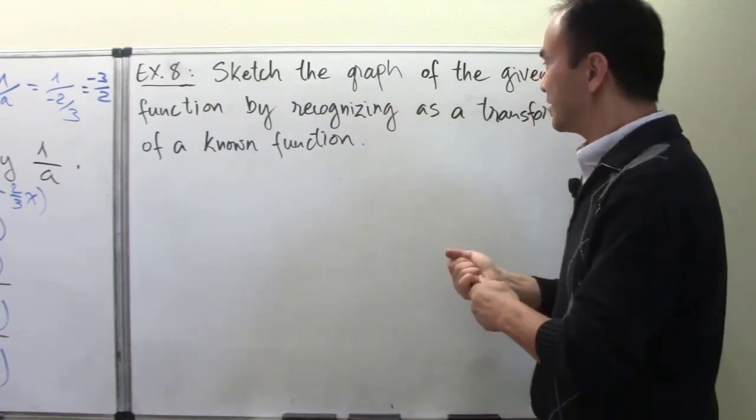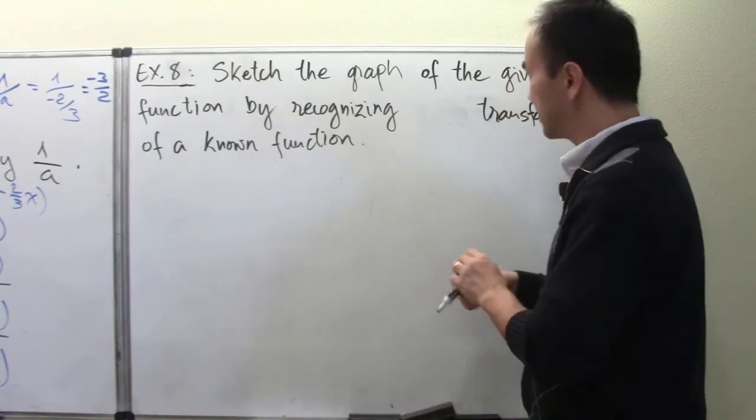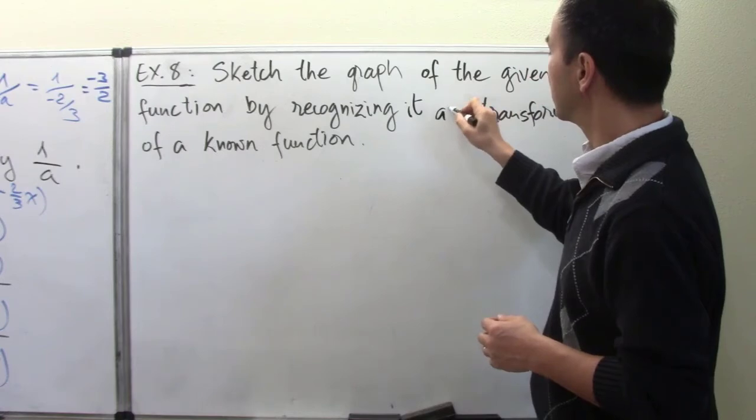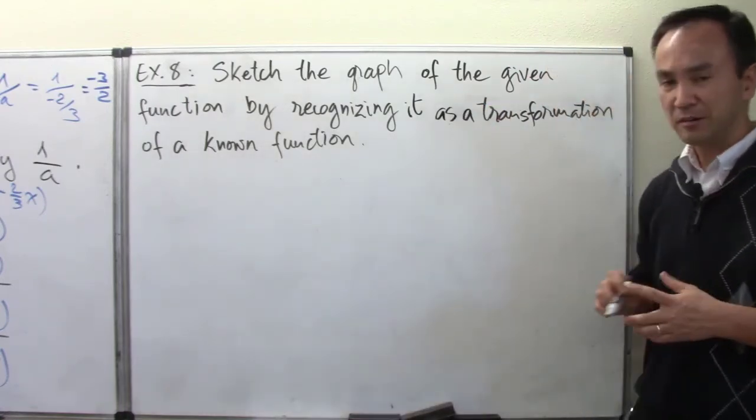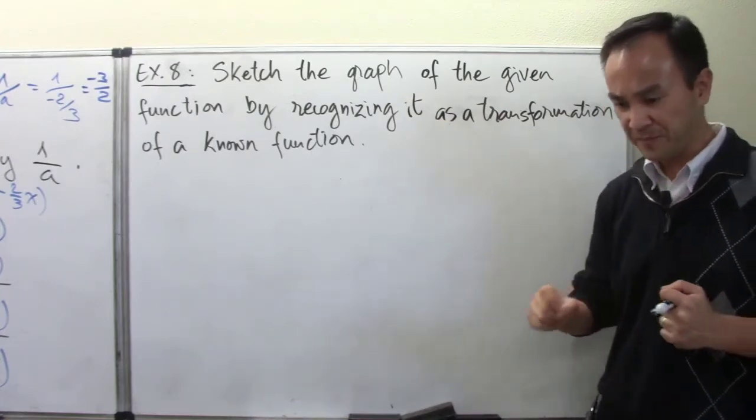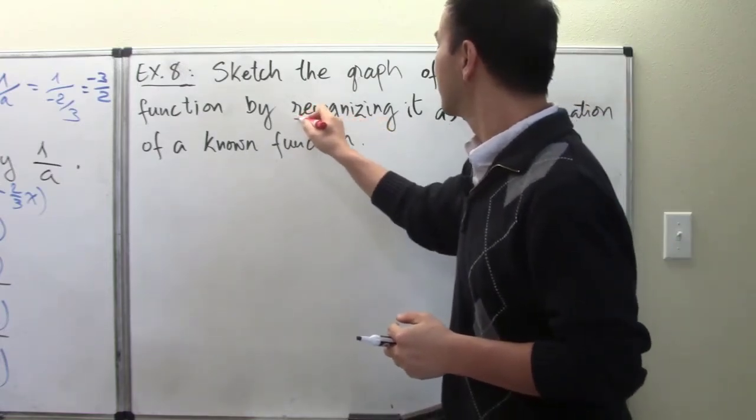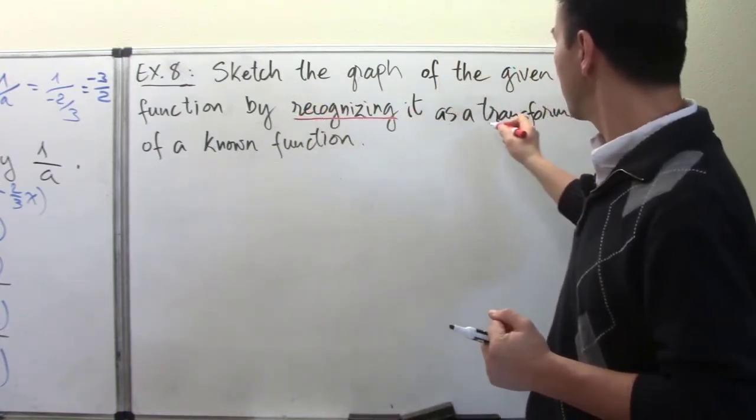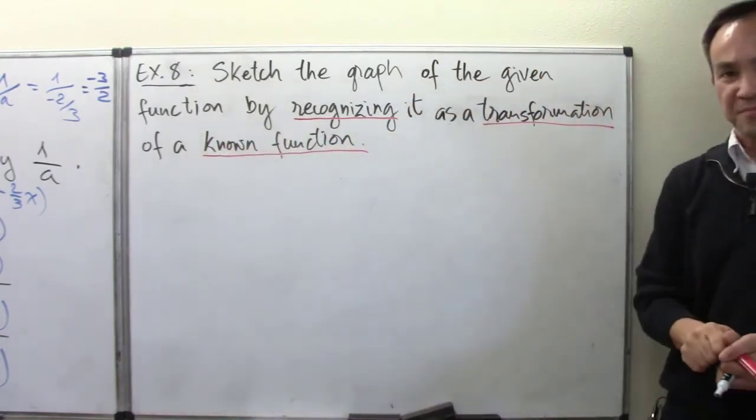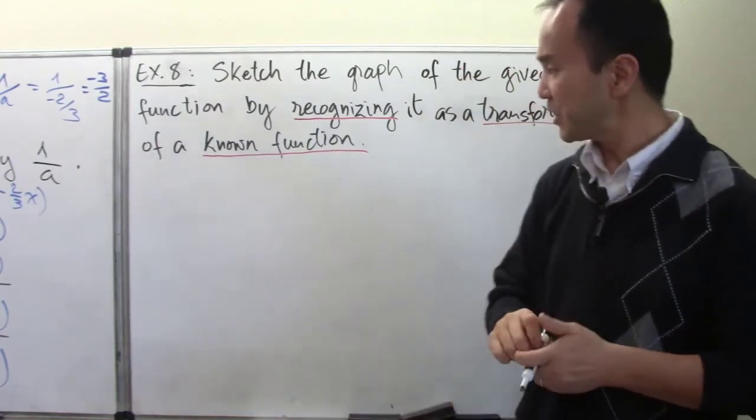I have to be specific and clear here a little bit: we want to recognize the function given as a transformation of a known function. That's one thing to understand, and we want to recognize that as a transformation of a known function. Okay, so now let's get ready for our first one here.